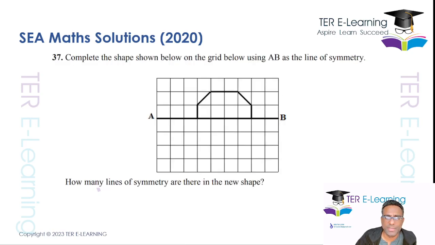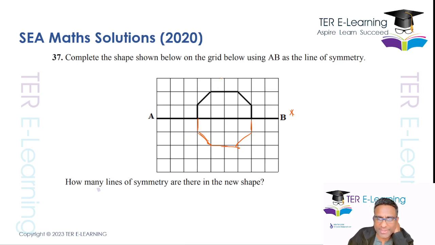Question 37. Complete the shape using the line of symmetry. To complete this, all we need to do is this. Come down here. Come here. So that's the shape that we want to complete. Now they ask how many lines of symmetry there are in the new shape. So basically we have this existing one, this is one line of symmetry, and can we do a diagonal?